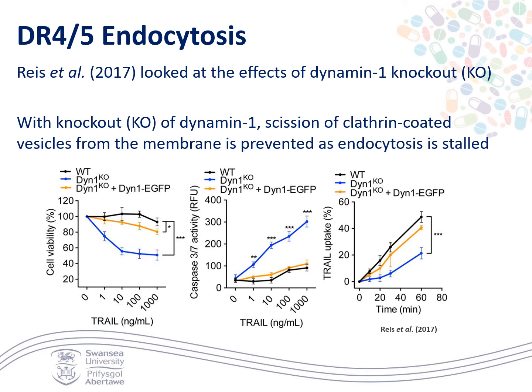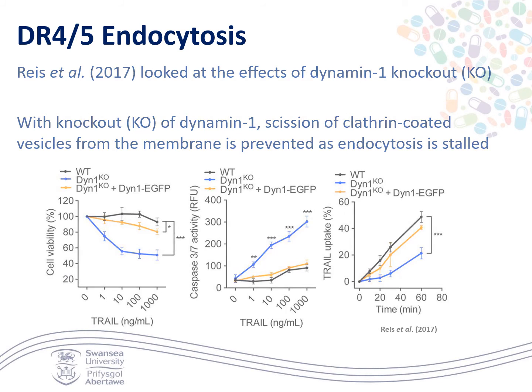And this is because we've got this EGFP-tagged dynamin enabling the internalization of death receptors 4 and 5. So this is a really cool figure showing the importance of endocytic proteins on the impact of downstream signaling from death receptors 4 and 5.